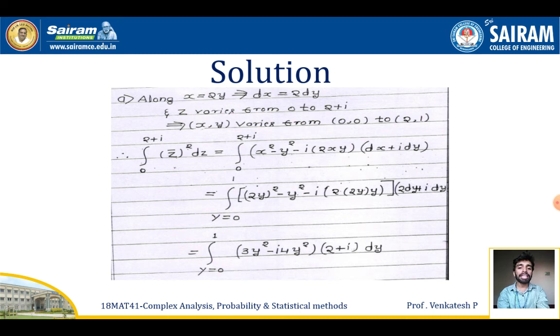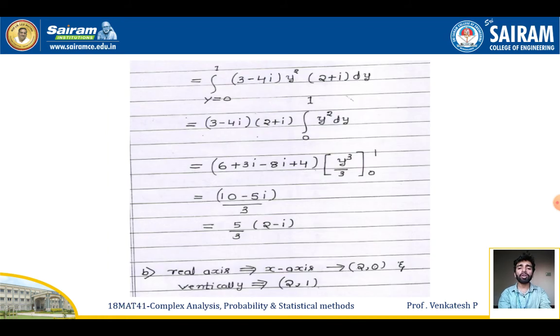Along with replacing x is equal to 2y, I got the equation like 2y whole square minus y square minus i times 2 into 2y into y, and dx is nothing but 2 dy again. So 2 dy plus i dy. So take all the common factors. So from the entire equation I'll get the integration y from 0 to 1 of 3y square minus i times 4y square, plus here if I take dy common factor I will get 2 plus i into dy. So next, on taking y square common factor, I will get the integration y from 0 to 1 of 3 minus 4i, y square, into 2 plus i dy.